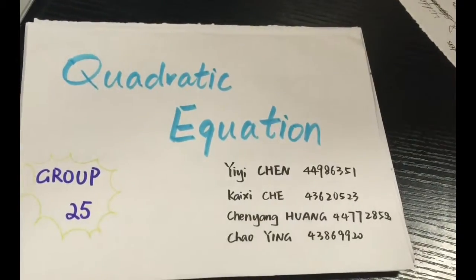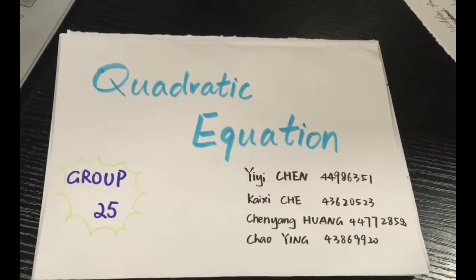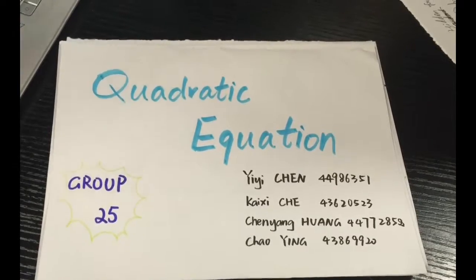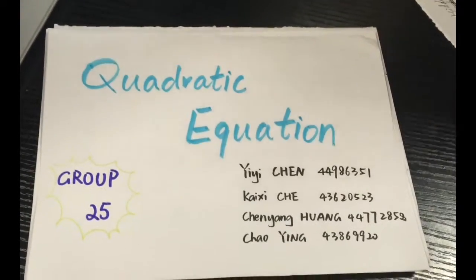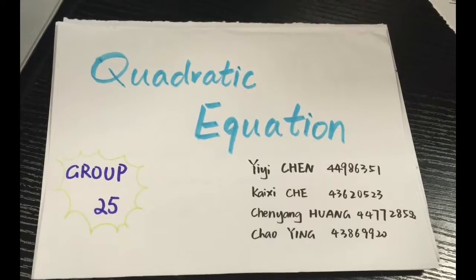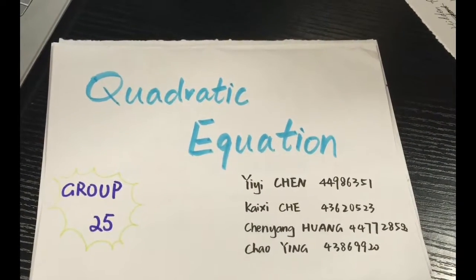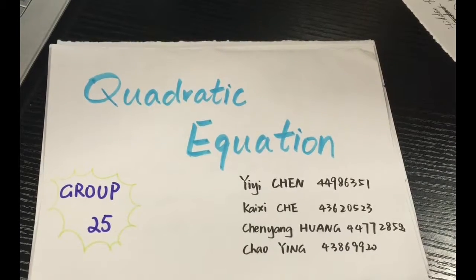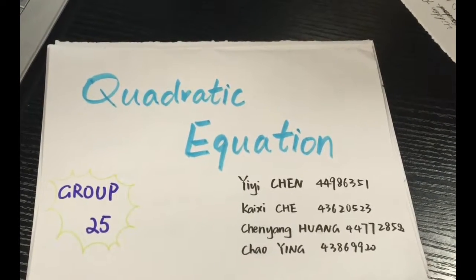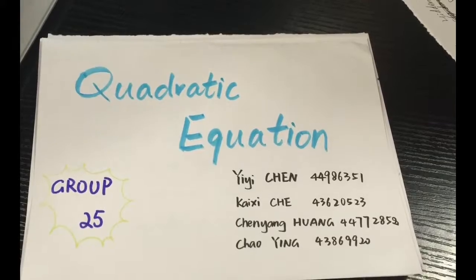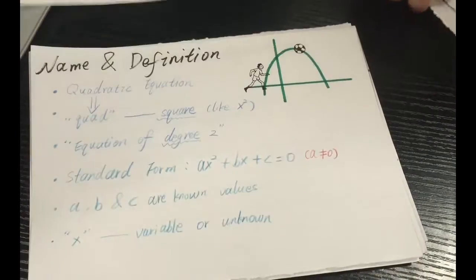Hello everyone, my name is Annie and our topic is the quadratic equation. There are four group members. I will talk about the background and the hidden form of the equation, and the next one will talk about the concept explanation and how to solve the equation. The last two members will cover real life examples.